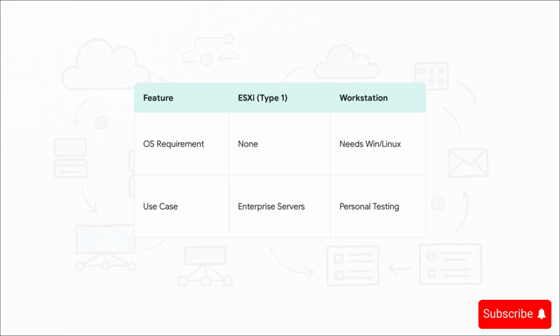On the flip side, VMware Workstation is a Type 2 hypervisor. It runs on a host operating system. You install it just like a normal app on your existing Windows or Linux machine. It's perfect for personal testing, but definitely not what you'd use to run a massive data center.